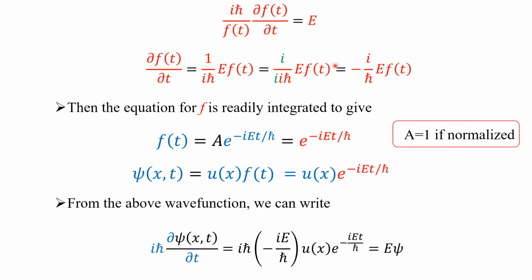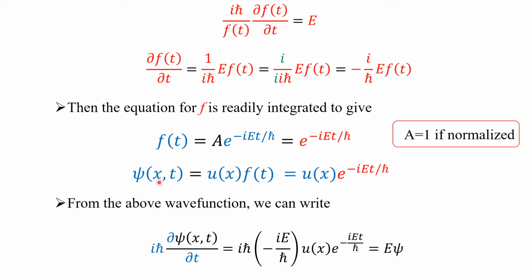So we can obtain the immediate solution for this equation, which is a well-known solution. F of t is equal to A into e power minus i E t over h cross, where A is the normalization constant. If the wave function is normalized, then A is equal to 1. Then this equation will become e power minus i E t over h cross.